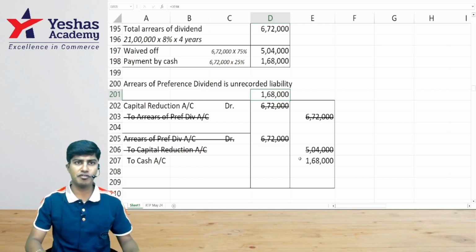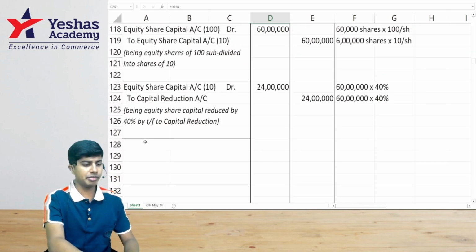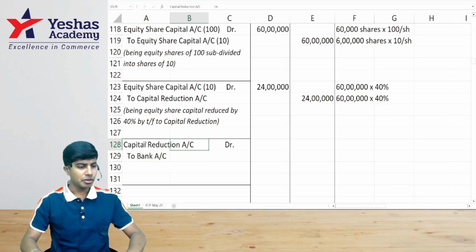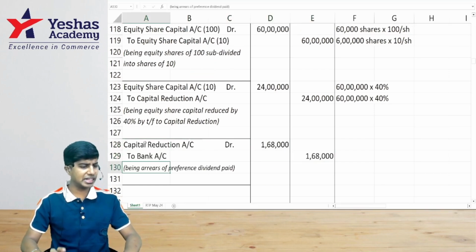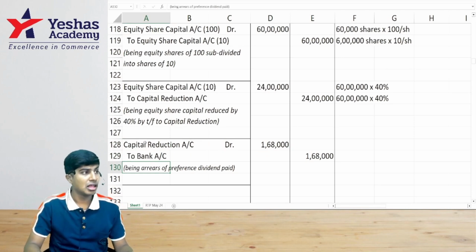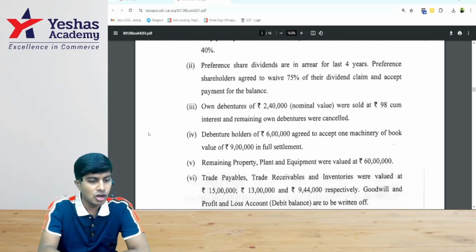Will I write in the above set of journal entries? I hope everyone is clear with this. Come on, let me write here capital reduction account debit to bank account or cash account 1 lakh 68 being arrears of dividend paid. Here, after this, the next adjustment is own debentures.